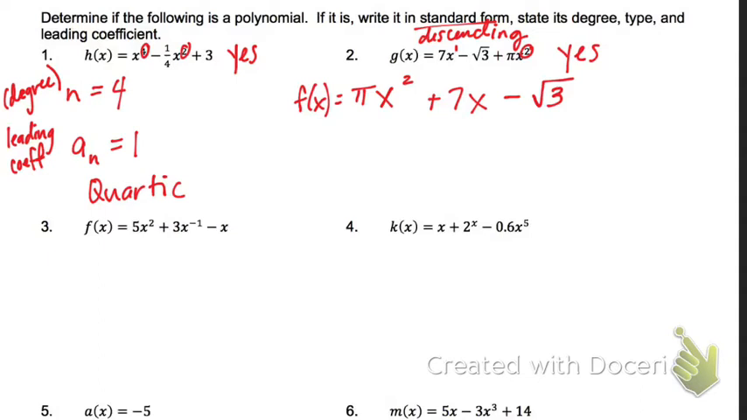Then I want to name two things. My highest degree, which I call n, is what? The coefficient in front of x squared is pi. And this is what type? Quadratic.